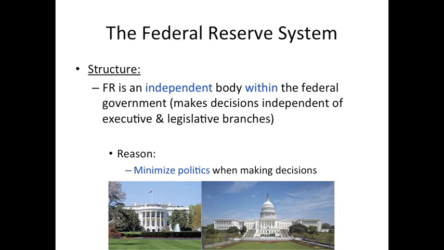And more specifically, the Federal Reserve is really an independent body within the federal government. It's part of the government, but it makes decisions independent of the executive and legislative branches. And this was done on purpose. This would help to minimize politics when making important decisions about the money supply and interest rates. So, for example, a president can't take action by himself to cut interest rates so that people borrow and spend more right before an election to make him or her look better.